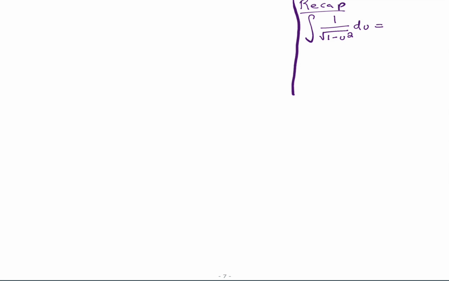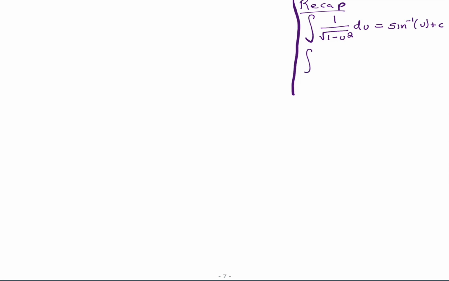What's that? It's the antiderivative of 1 over the square root of 1 minus u squared. Inverse sine. Yep.